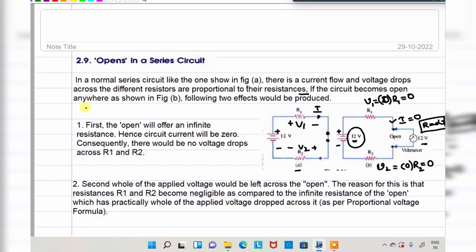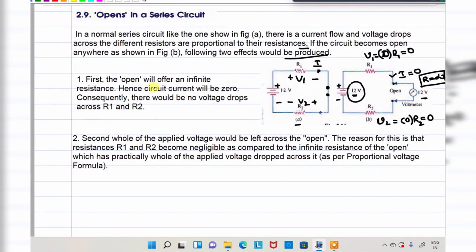So if the circuit becomes open anywhere, I open circuit these two terminals, open anywhere as shown in figure B, the following two effects would be observed. Two effects we will consider. First effect: an open circuit will offer infinity resistance. Already mentioned. What is the resistance of an open circuit? Infinity. So here the circuit current will be 0. Consequently, there is no voltage drop across R1 and R2. Just now I mentioned the voltage drop across R1 is equal to 0, and across R2 is equal to 0.